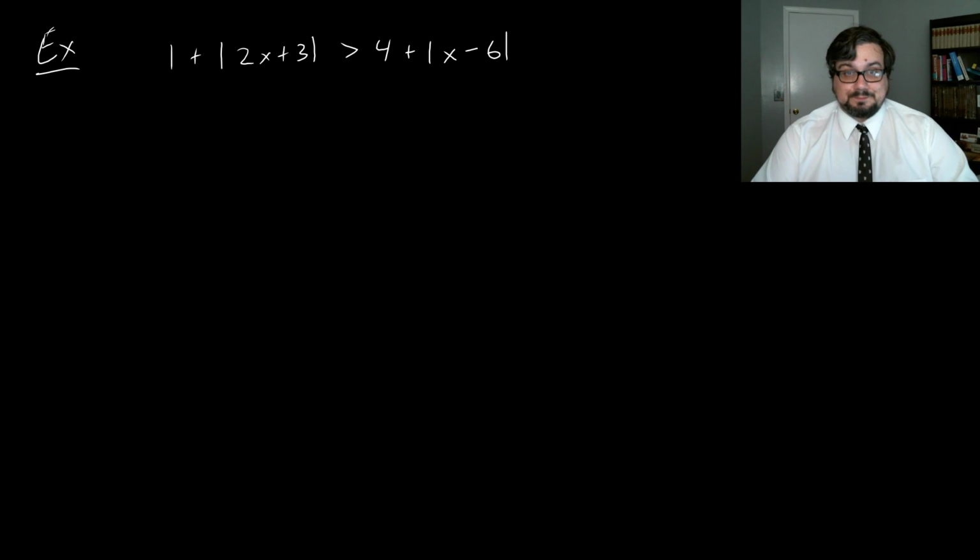So let's take as an example, let's say that we have 1 plus the absolute value of 2x plus 3 is greater than 4 plus the absolute value of x minus 6.